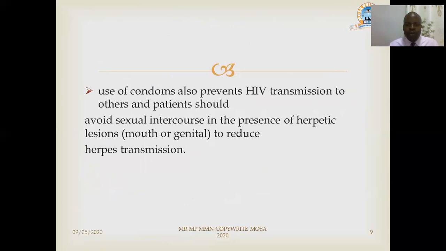Use of condom also prevents HIV transmission to others, and patients should avoid sexual intercourse in the presence of herpetic lesions in the anal, mouth, or genital regions to reduce herpes transmission. So we are saying if you are HIV positive, you should be able to use condoms to prevent the transmission of HIV virus to others. When you are preventing the transmission of HIV virus to others, you are also preventing yourself from being reinfected.